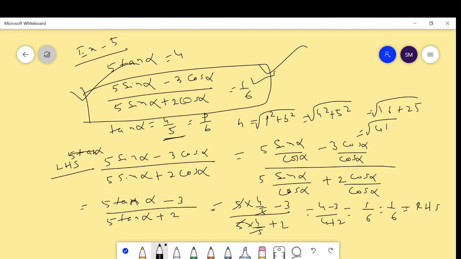Divide cos alpha in both numerator and denominator. Then we get 5 tan alpha minus 3 upon 5 tan alpha plus 2. In place of tan alpha, we can put 4 upon 5. Then we get 4 minus 3 upon 4 plus 2 is equal to 1 upon 6. Yes, we get the RHS. Hence proved. In the same way, students, please do your exercises and ask me your doubt.